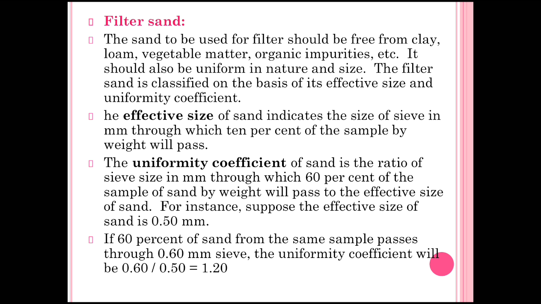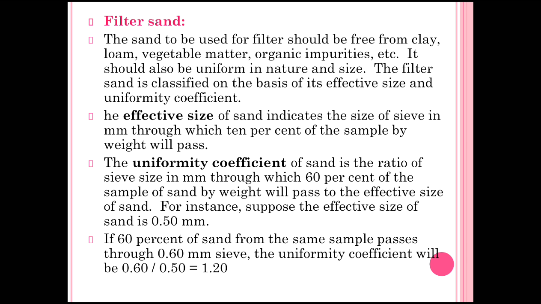Now the next step is the filter sand. The sand to be used to filter should be free from clay, loam, vegetable matter, and organic impurity, etc. It should also be uniform in nature and size. The filter sand is classified on the basis of effective size and uniformity coefficient, meaning the material has a uniform size, and it is classified on the basis of the effective size of the material.